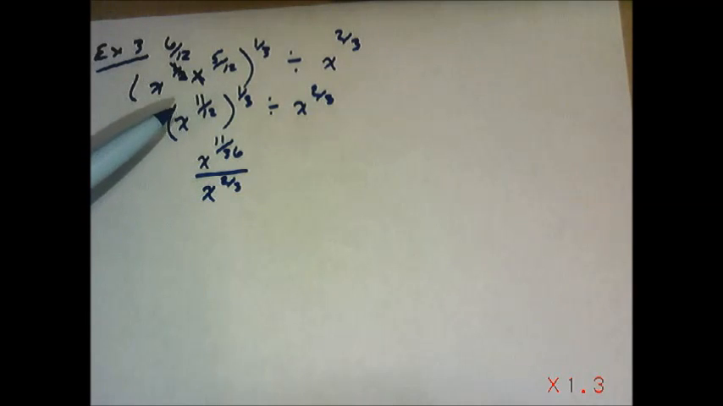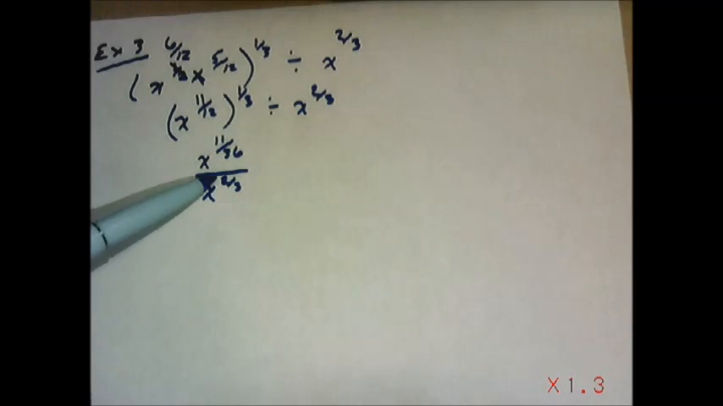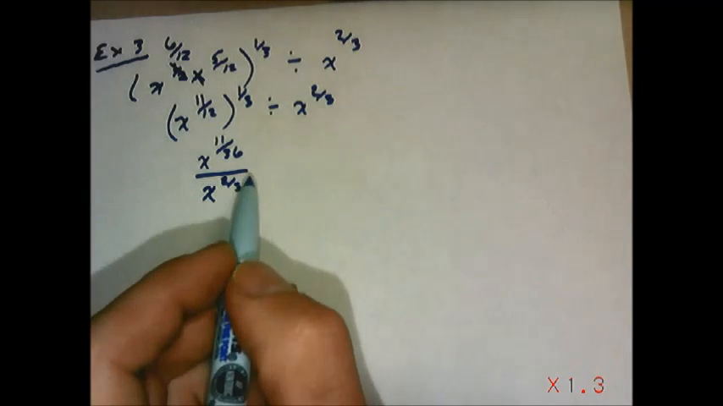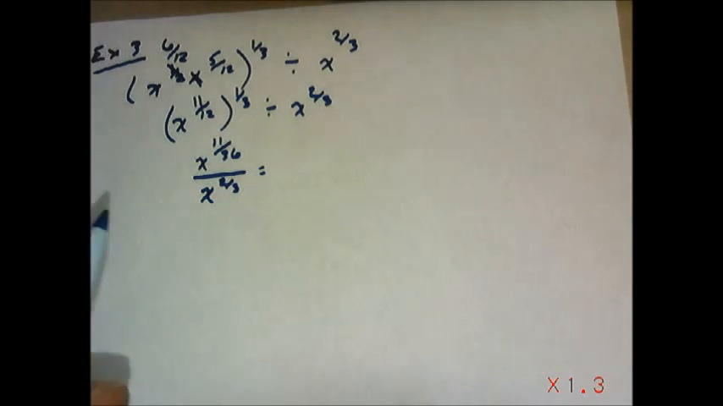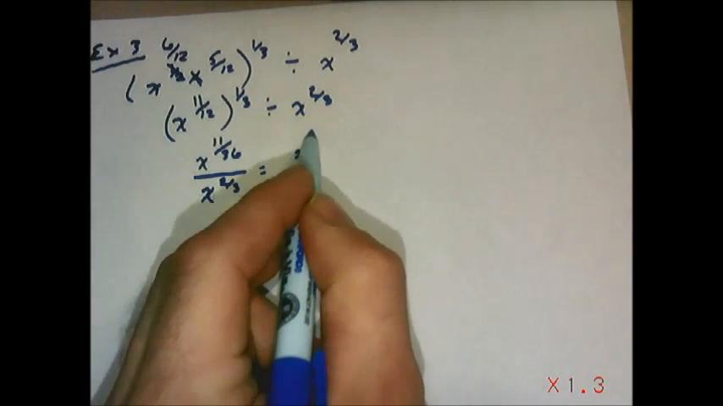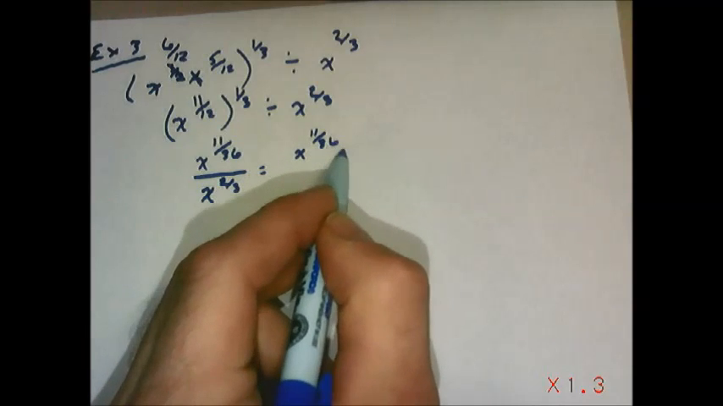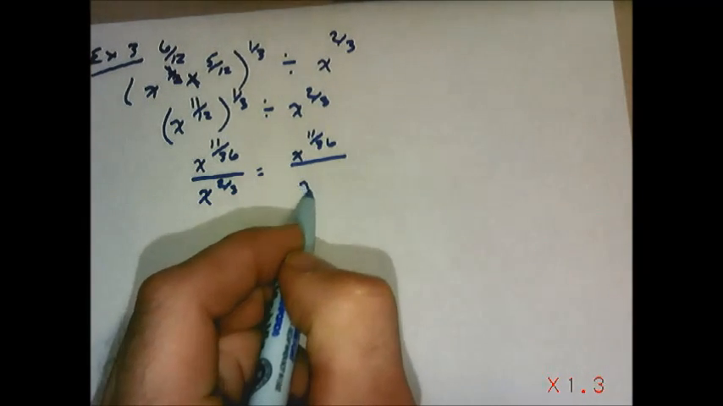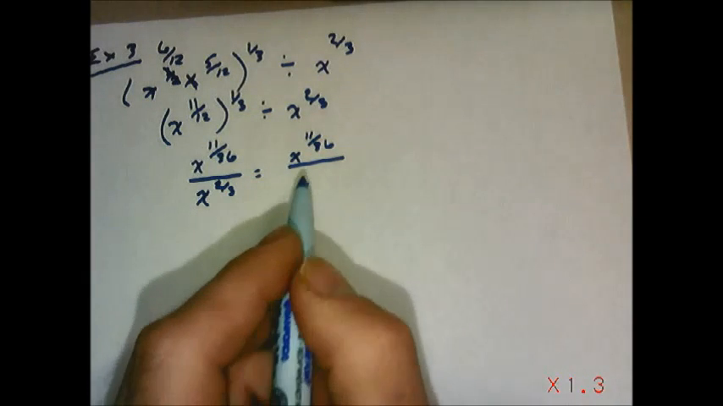Now we can go ahead and think of x to the 11/36 and x to the 2/3. Since I have a common base, I can go ahead and subtract these two exponents. You may be asking yourself, well, how do I know which one's larger? Well, let's go ahead and find a common denominator, since we're going to subtract them anyway, and that'll give us a better idea. So we have x to the 11/36. Common denominator is going to be 36, since 3 goes into 36.